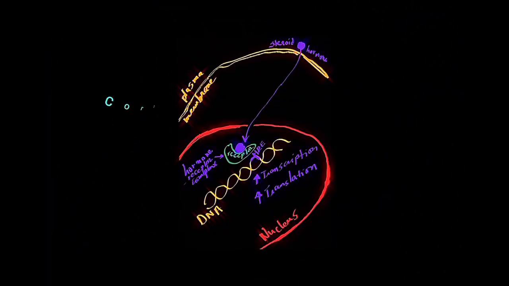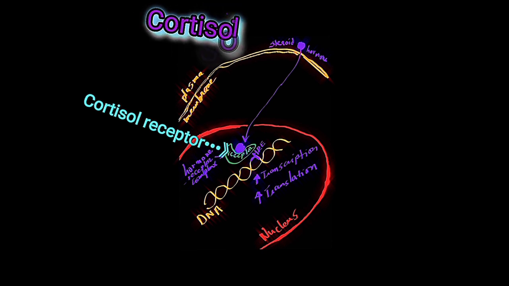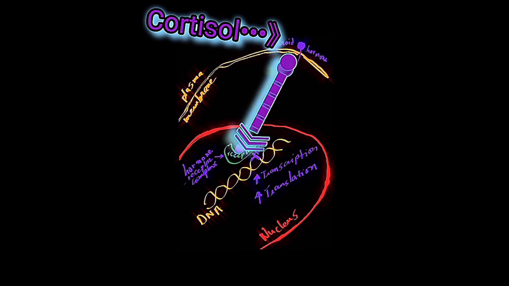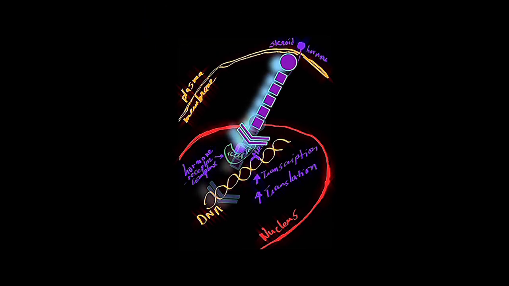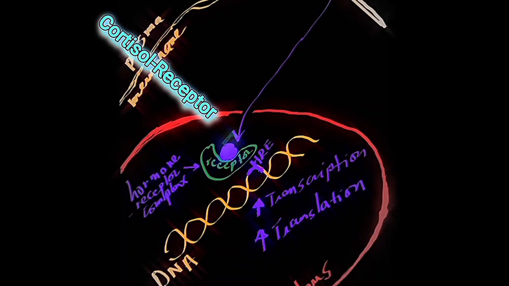This receptor is called the cortisol receptor. They bind, recognize each other, and form this complex. This is the active form. Each one separately or alone is not active. Together, they're active.